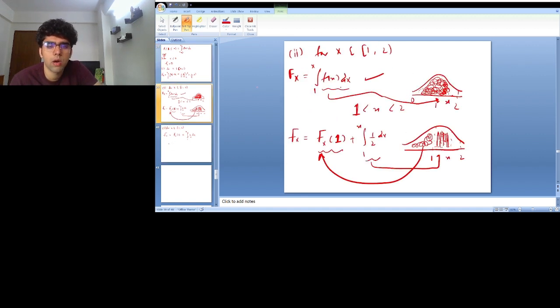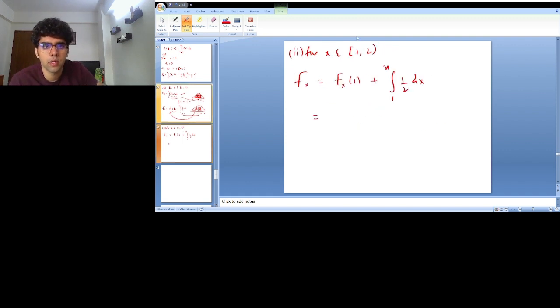This was the third part. Let me write this third part again in a neat manner. So this was 1 by 4 x square, and my x here is 1, so 1 by 4 into 1 square, and this becomes x by 2.